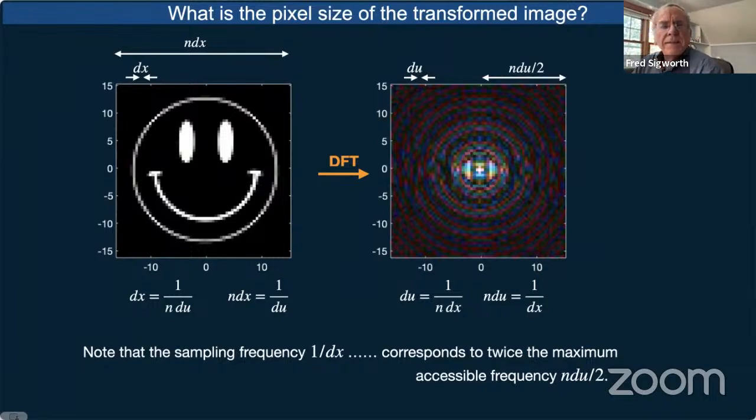This is the Nyquist theorem, and people will say, well, the Nyquist frequency is the edge here, and the Nyquist frequency is always half of the sampling frequency. So anyway, that's what this scaling is, and that's useful because you're looking at DFTs all the time when you're looking at Fourier transforms of images.